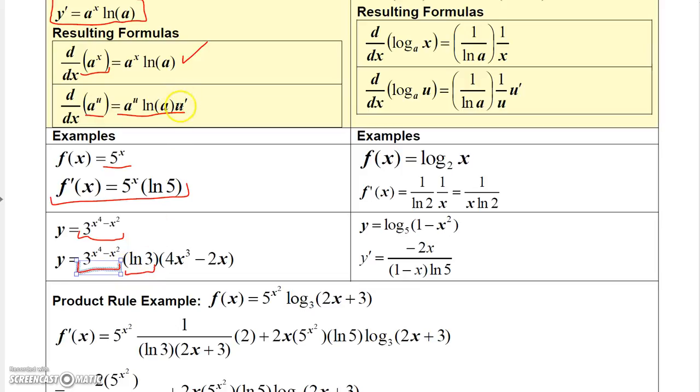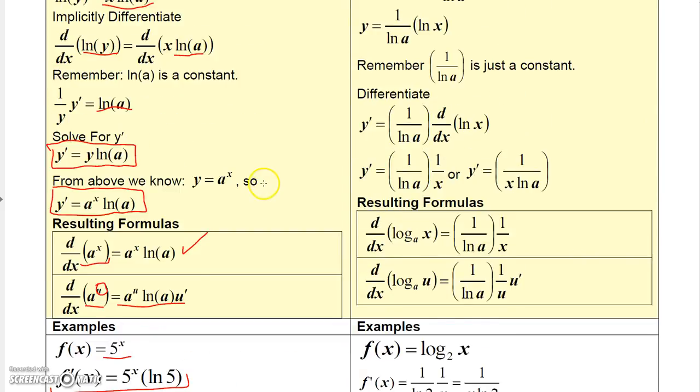And then you multiply by the derivative of the exponent with respect to x. So the exponent was x to the fourth minus x squared. So what's the derivative of x to the fourth minus x squared? It's 4x cubed minus 2x.